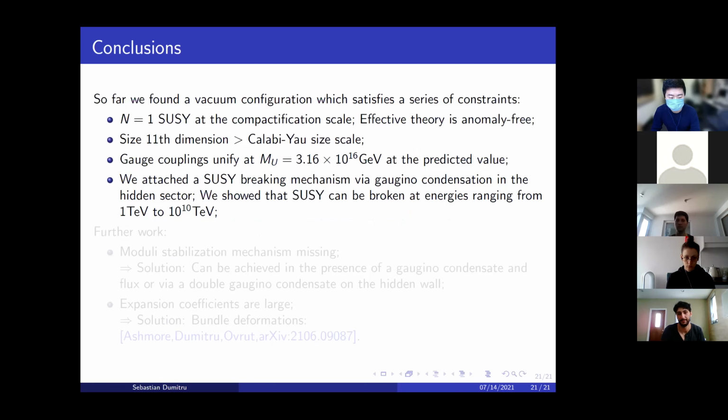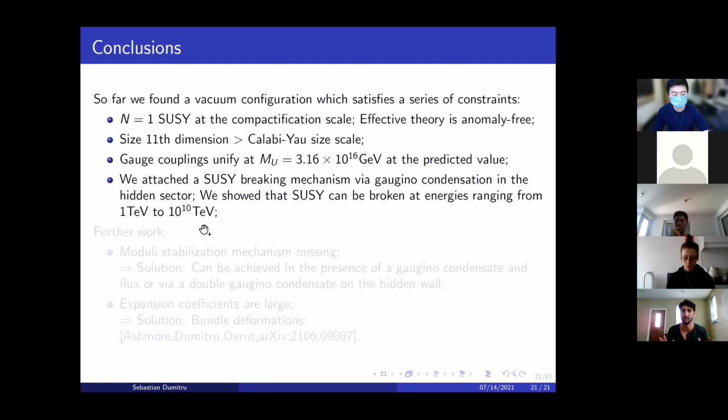To sum up, we found a vacuum configuration which satisfies a series of constraints. We managed to preserve N equals 1 SUSY at the decompactification scale so that we have the freedom to break it later. The effective theory is anomaly free. Size: we are in the strongly coupled regime, so the size of the 11th dimension is larger than the Calabi-Yau scale. The gauge couplings unify at the unification scale at the predicted value. And then we also attach a SUSY breaking mechanism via gaugino condensation in the hidden sector. We show that SUSY can be broken at energies ranging from 1 TeV to 10 to the 10 TeV.